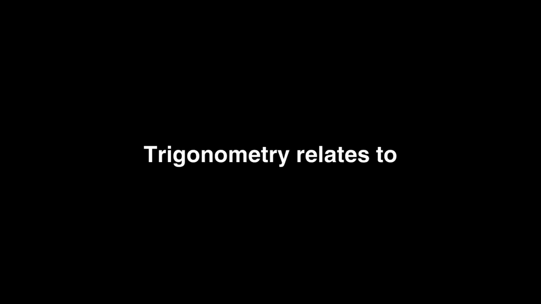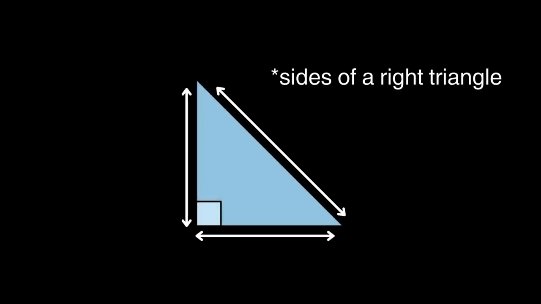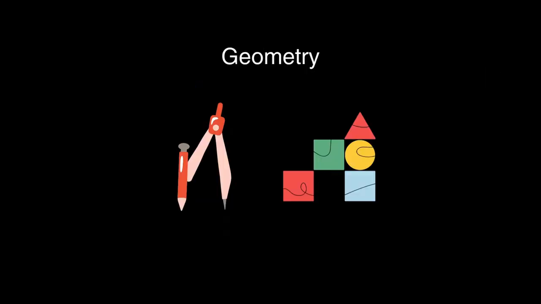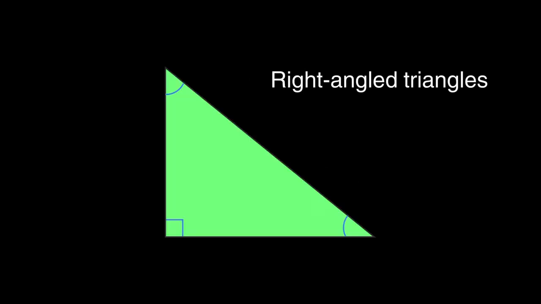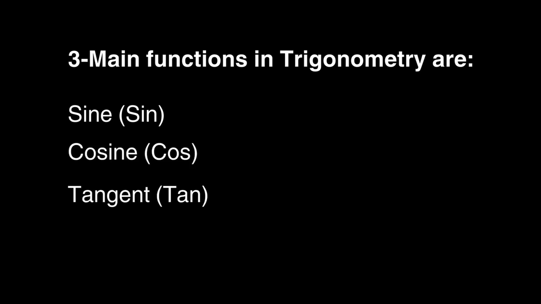Trigonometry. What is it? Simply put, trigonometry relates to the angles and sides of triangles. Its main subject lies in geometry. Trigonometry primarily deals with right-angled triangles, where one of the angles is 90 degrees. The three main functions in trigonometry are sine, cosine, and tangent.